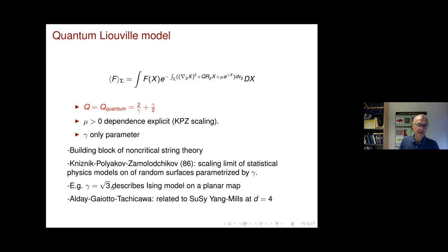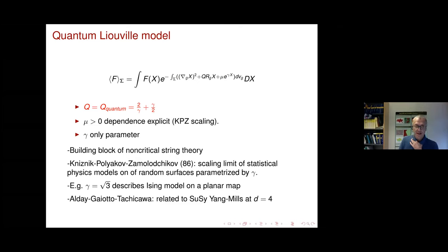So for instance, if you take the Ising model on a random surface, on a planar map technically, then the scaling limit of that thing should have to do with the Liouville model with this value of gamma, square root of 3. And then if you put other statistical mechanical models, then the gamma changes. It also has a miraculous connection to other quantum field theories, namely four-dimensional quantum field theories, by a correspondence due to these people here. And that's something which I think would be very interesting for mathematical physicists to understand a bit more.